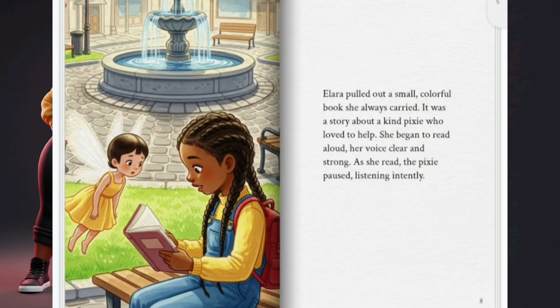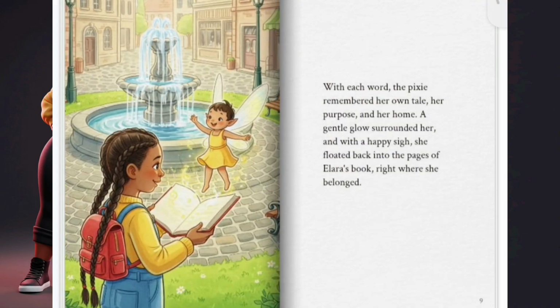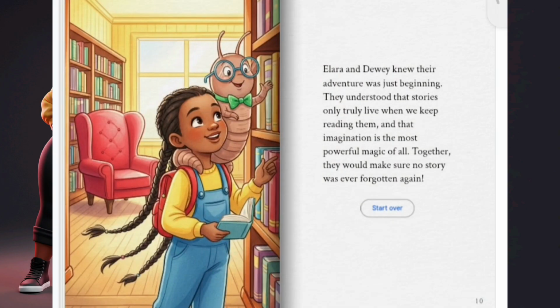Alara pulled out a small, colorful book she always carried. It was a story about a kind pixie who loved to help. She began to read aloud, her voice clear and strong. As she read, the pixie paused, listening intently. With each word, the pixie remembered her own tale, her purpose, and her home. A gentle glow surrounded her, and with a happy sigh, she floated back into the pages of Alara's book, right where she belonged.